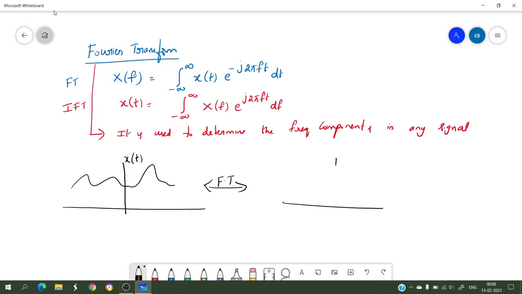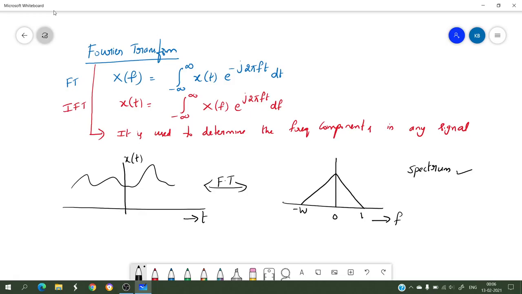So after applying the Fourier transform, you will get a spectrum. Spectrum means a signal which is varying with respect to frequency. Here the input is a signal which is varying with respect to time. After applying the Fourier transform for the time domain signal, you will get a frequency domain representation. That frequency domain representation is called spectrum. Let us assume the frequency spectrum for the given signal is like this.